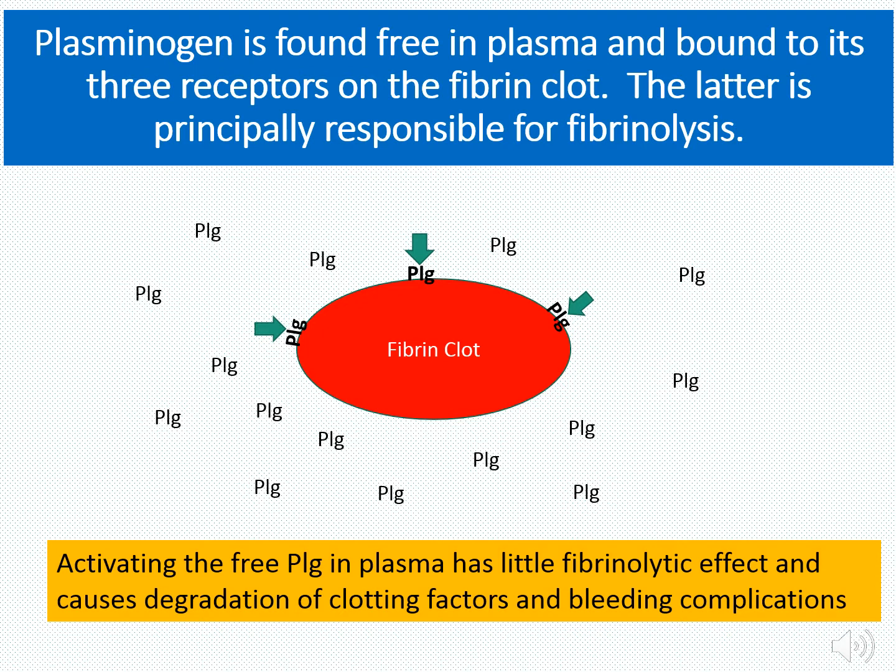Activating the plasminogen in the plasma, which is surrounding the clot, does very little fibrinolytic work but causes a lot of side effects. Activating the free plasminogen in plasma has little fibrinolytic effect and causes degradation of clotting factors and bleeding complications. So the key to fibrinolysis is activating selectively only the plasminogens that are bound to the clot and leaving the other ones intact.